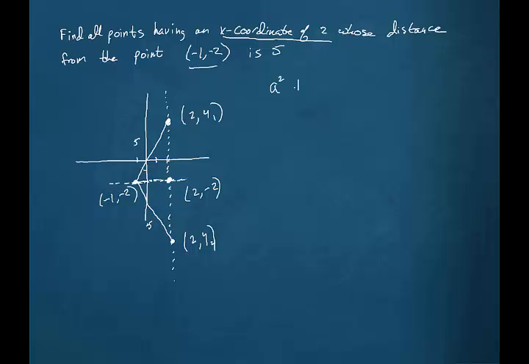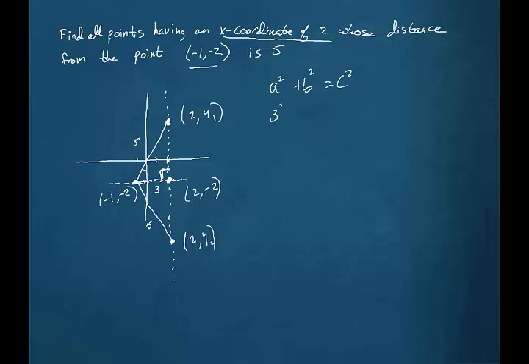if we were to use the Pythagorean theorem, a squared plus b squared equals c squared, then we could use this line where all the x-coordinates are 2 and this horizontal line makes a right angle, so we have a right triangle. The length of the horizontal side would be 3 because it goes from where x is -1 to where x is 2.